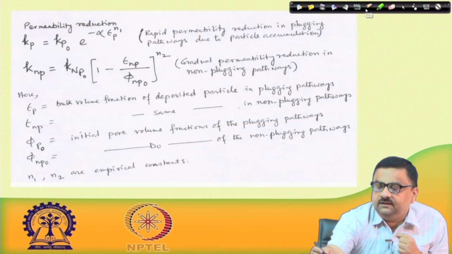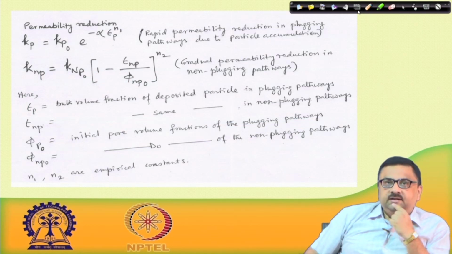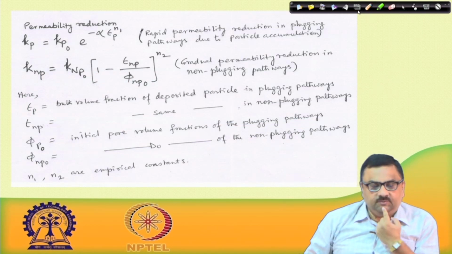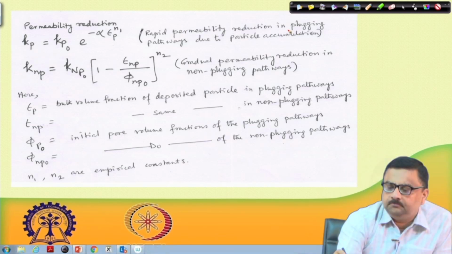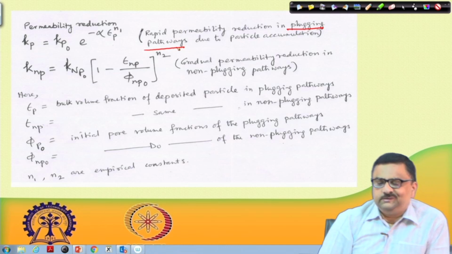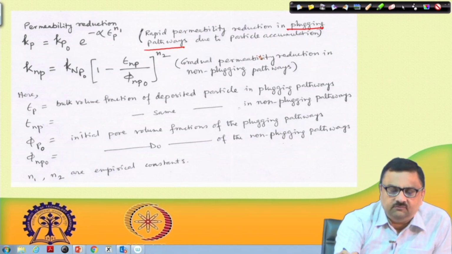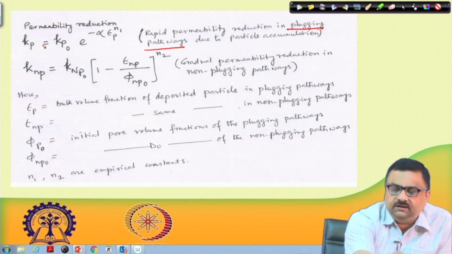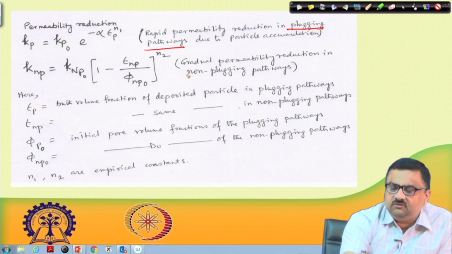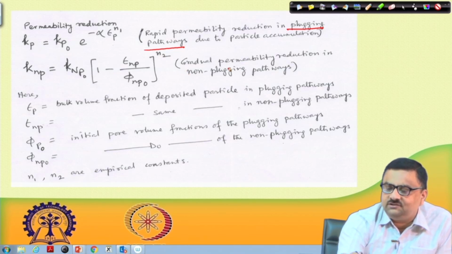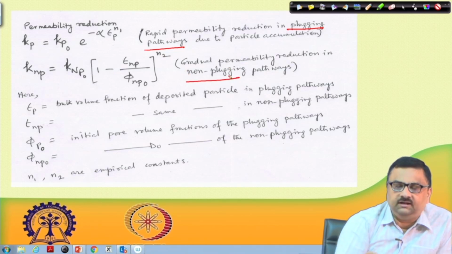So, now if we look at this permeability reduction, people said that there are two types of permeability reduction possible, one for plugging pathway, another for non-plugging pathway. Plugging pathways, due to particle accumulation, the change in permeability would be very rapid. So, there would be rapid permeability reduction for plugging pathways. On the other hand, there would be much more gradual permeability reduction in non-plugging pathways.